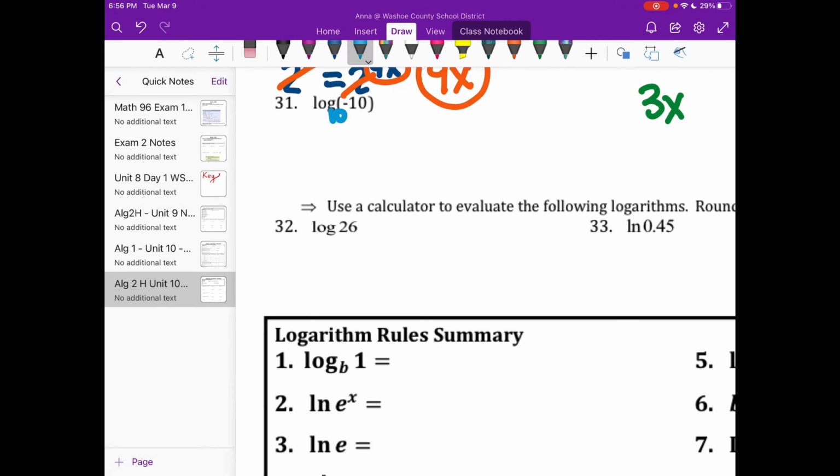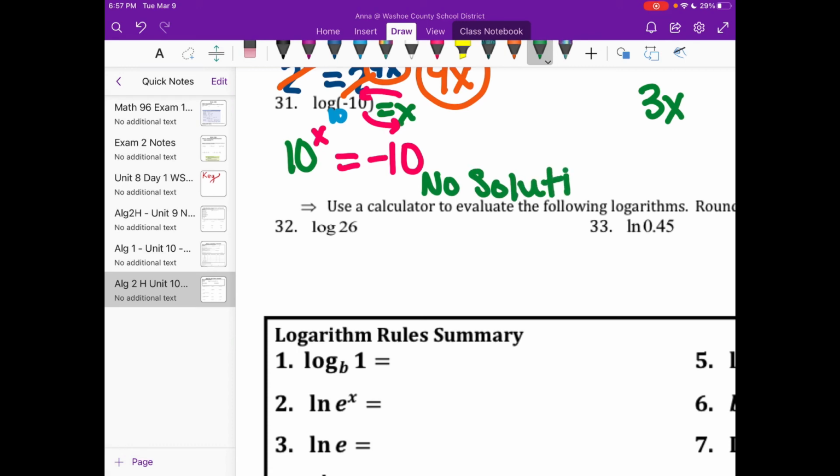Same thing on 31. Let's go ahead and put in that base of 10. Okay, base stays base, so 10, and other two switch places. So 10 to the power of x equals negative 10. Well, I definitely can't turn the 10 into a negative by putting an exponent in there. So this one is also a no solution.